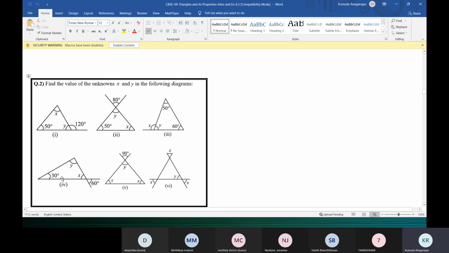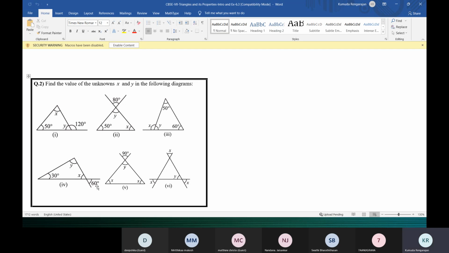See, when this side is produced, this is the exterior angle. 60 is not an exterior angle. It lies outside the figure, but that doesn't mean it's an exterior angle. So x is equal to 60 degrees, vertically opposite angles are equal.